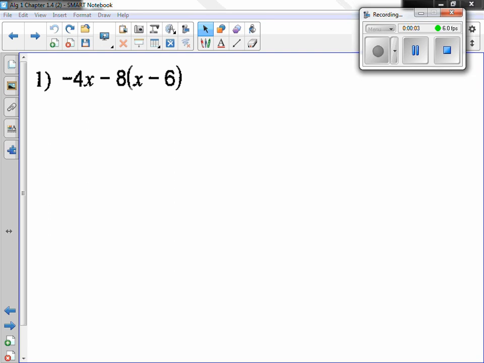All right, guys, so what we're going over today is the distributive property. So we're reviewing back over the distributive property.